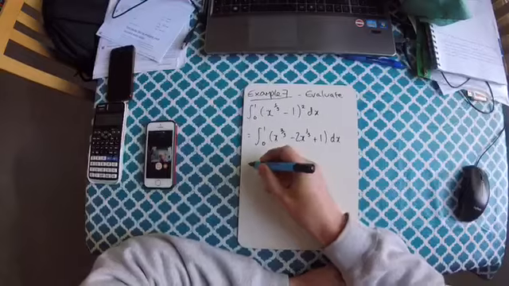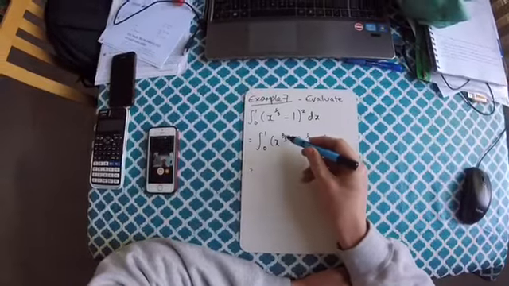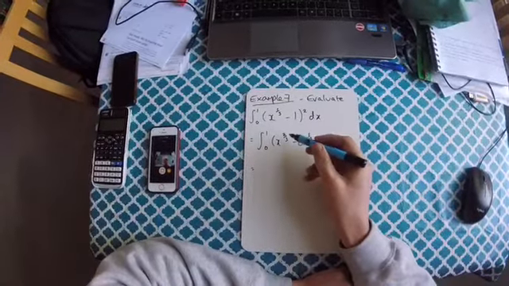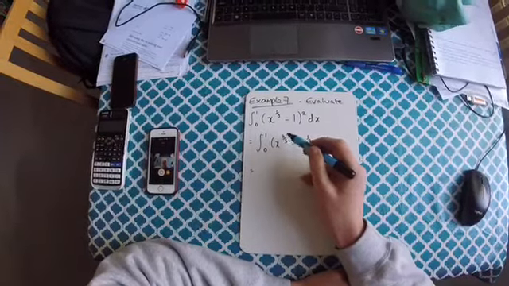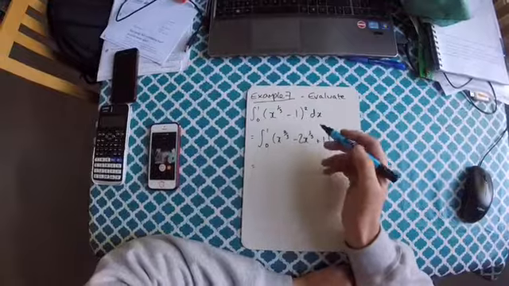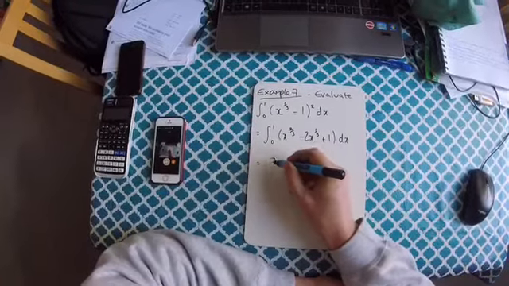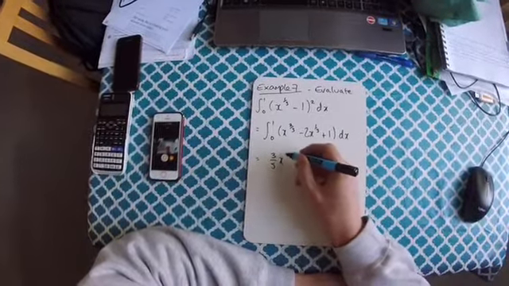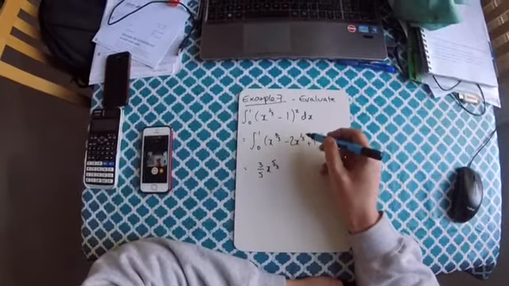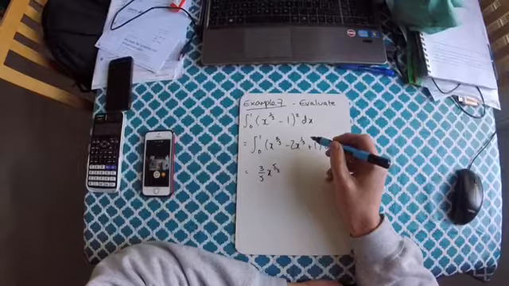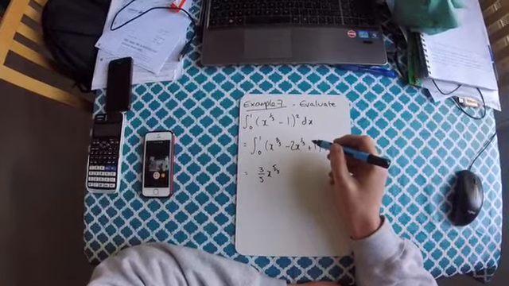So we're now going to integrate this. Remember, we'll increase the power by 1 and then divide by the new power. So increase the power by 1 is going to be 5/3. Divide by that, remember dividing by 5/3 is the same as times by 3/5. Increase the power by 1 is 4/3. Divide by 4/3 is the same as times by 3/4.